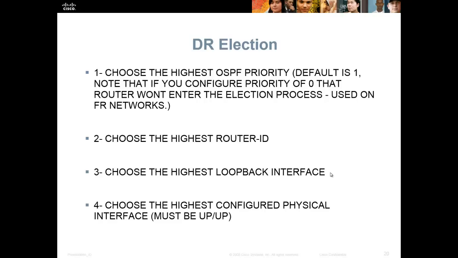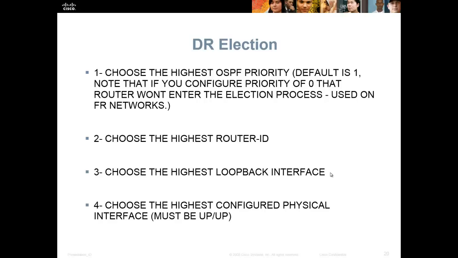So again, you can see where these loopbacks kind of come in handy. A loopback interface never goes down. So if I want router 5 to always be the DR, I could just go there, give him a loopback IP address, 255.255.255.254 or something. Well, you get the idea. I can give him a high IP address, and then he would always be the DR.